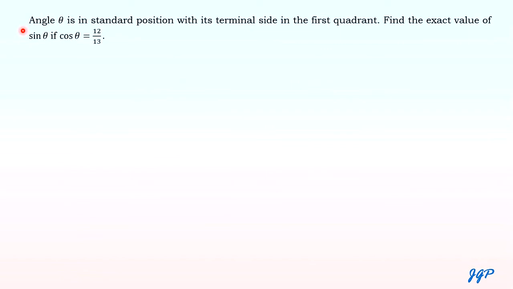Let's have another problem. So angle theta is in standard position with its terminal side in the first quadrant. Find the exact value of sine theta if cosine theta is equal to 12 over 13. For the solution of this problem, since we are given cosine theta is equal to 12 over 13, and when we say cosine theta, that is the value of x over r.